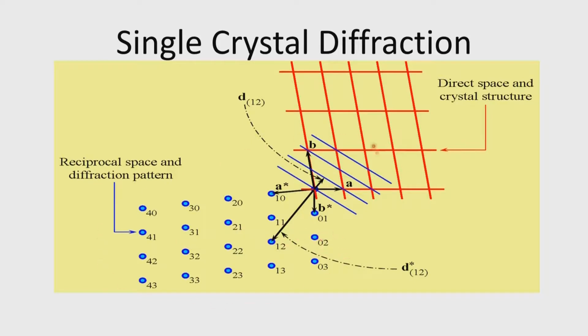Now, these spots which we get in a single crystal, each and every spot is a representation of a plane in the Dirac space. So, every plane in the Dirac space gets represented by a point in the reciprocal space, and this is a very big advantage, because we do not have to look at the plane, we look at only the reciprocal lattice point.